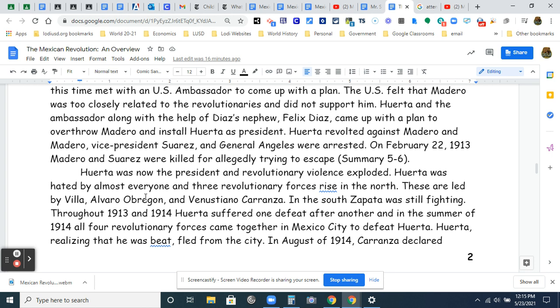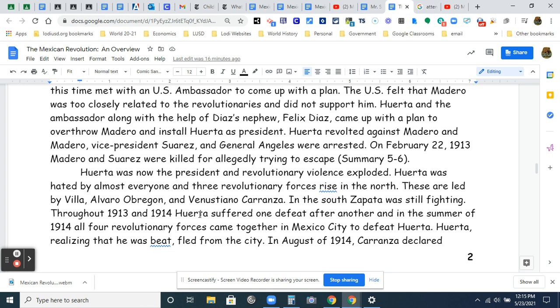By the way, they called Diaz's reign Porfiriato, and that will come up again later. Just a little spoiler there. And three revolutionary forces rise in the north. These are led by Villa, Alvaro Obregon, and Venustiano Carranza. In the south, Zapata was still fighting.